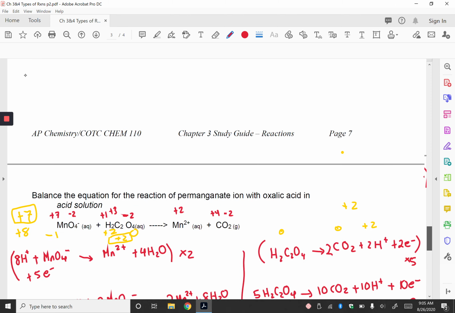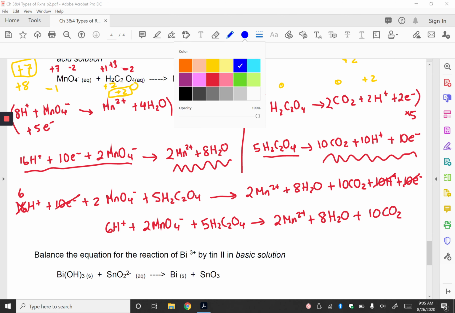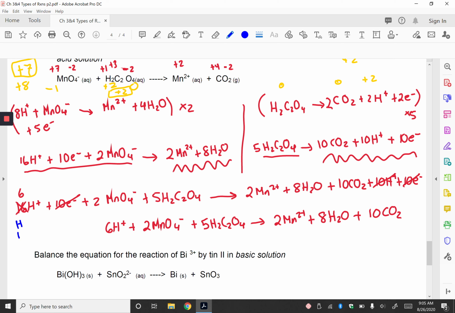So normally when you balance regular equations, you check that all your atoms are the same number. So I'm going to make a list here. I have hydrogens, I have manganeses, I have oxygens, I have carbons. That's, I think, the whole thing. And then I also check the charge.